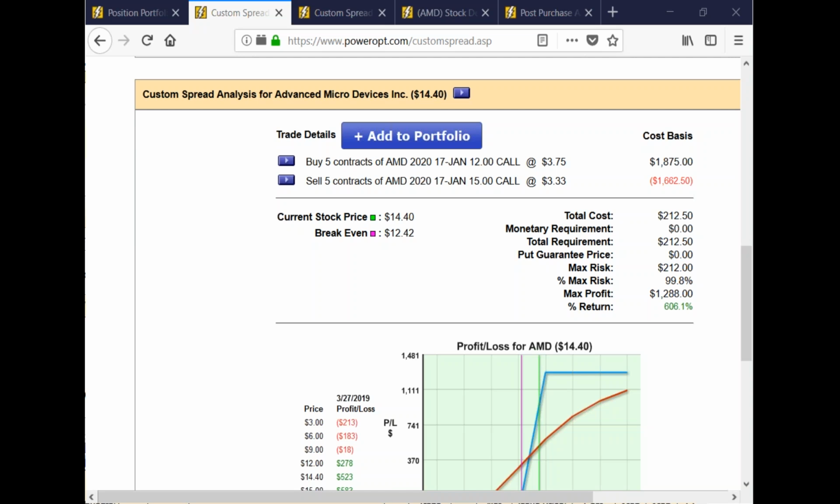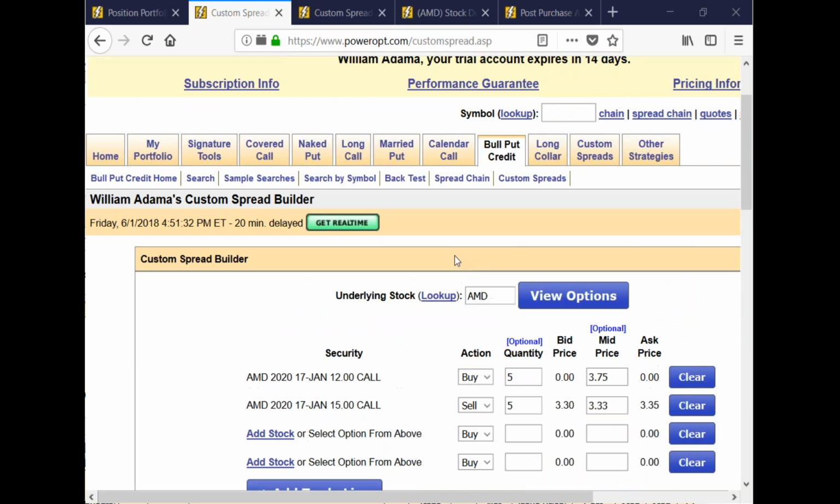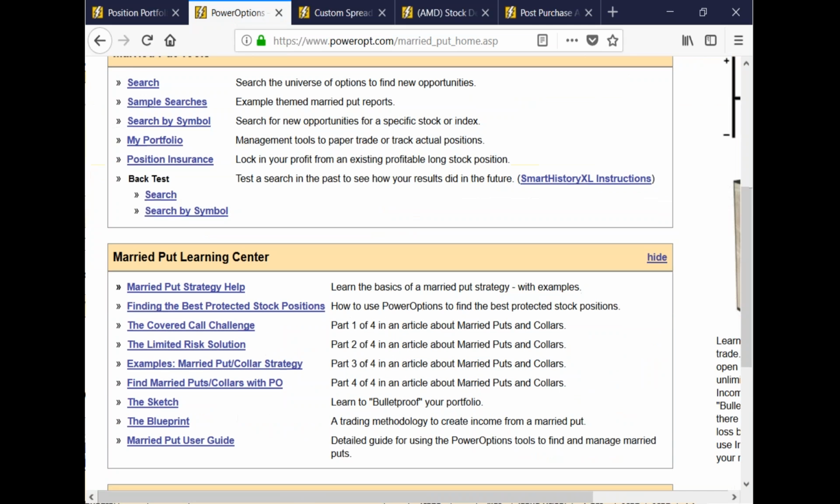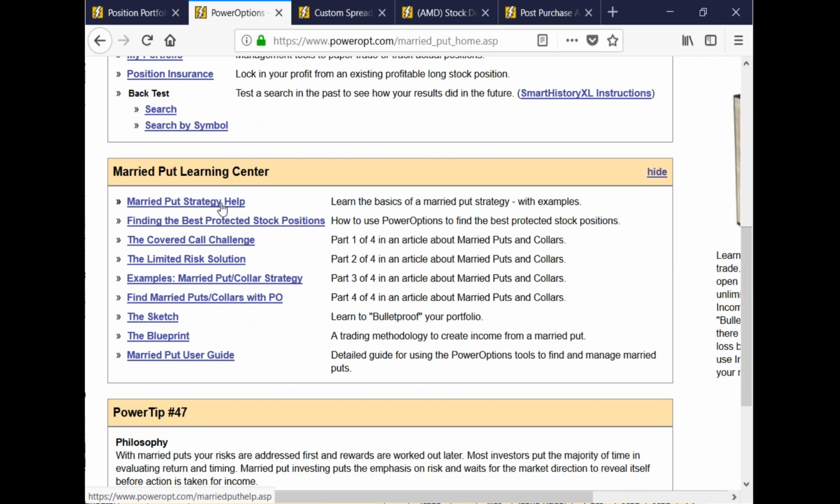Okay. Oh, and Naren says, you know, you're a novice there, but you just learned to hedge your positions. Where would I start? Well, a great place to start is going to the Married Put tab here. Learn how to properly hedge.